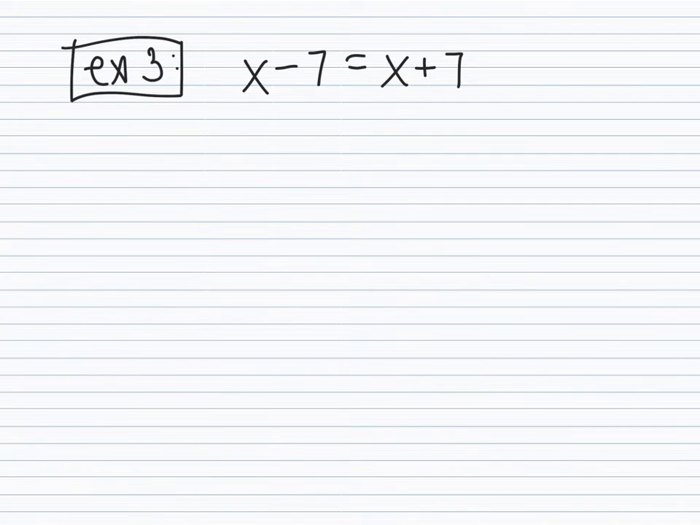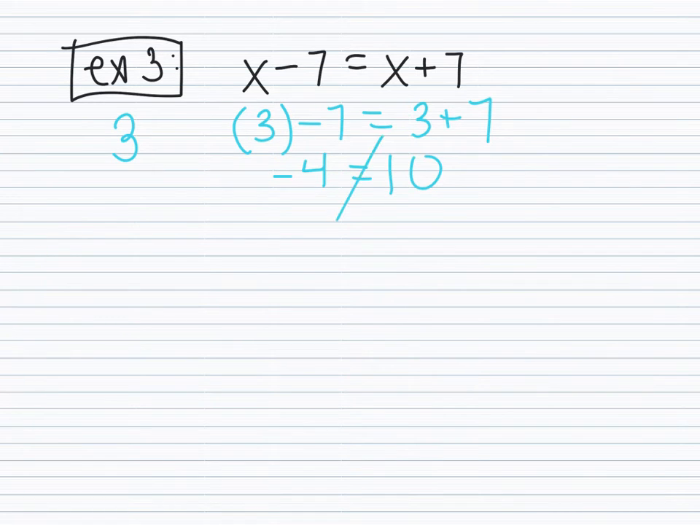Okay, we're on example 3. So make sure you get this written down. And we're going to have x minus 7 equals x plus 7. Something that you could do is you could just guess and check by plugging in a number for x. So if I wanted to pick, let's say 3, and I plug in 3 for x, right away I see 3 minus 7, which is negative 4, equals 3 plus 7, which is 10. This is not a true statement, so there's no solution.